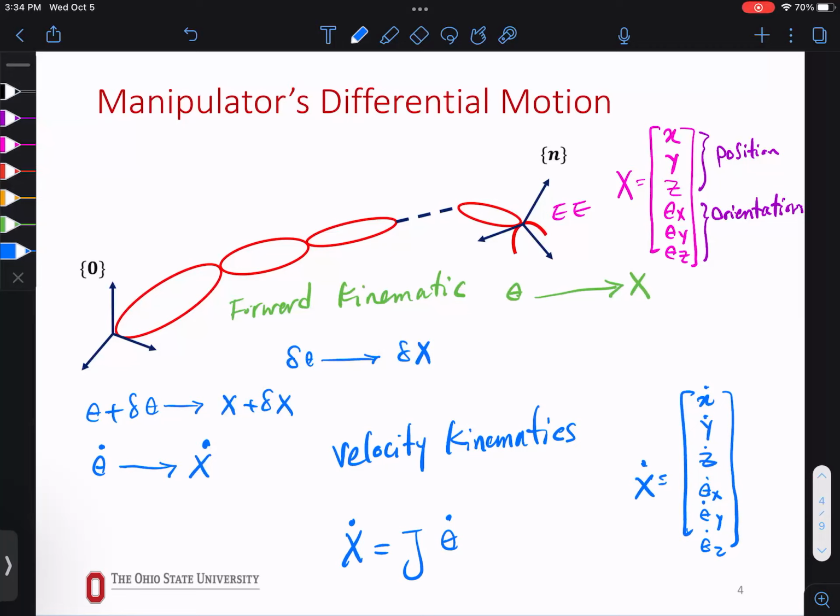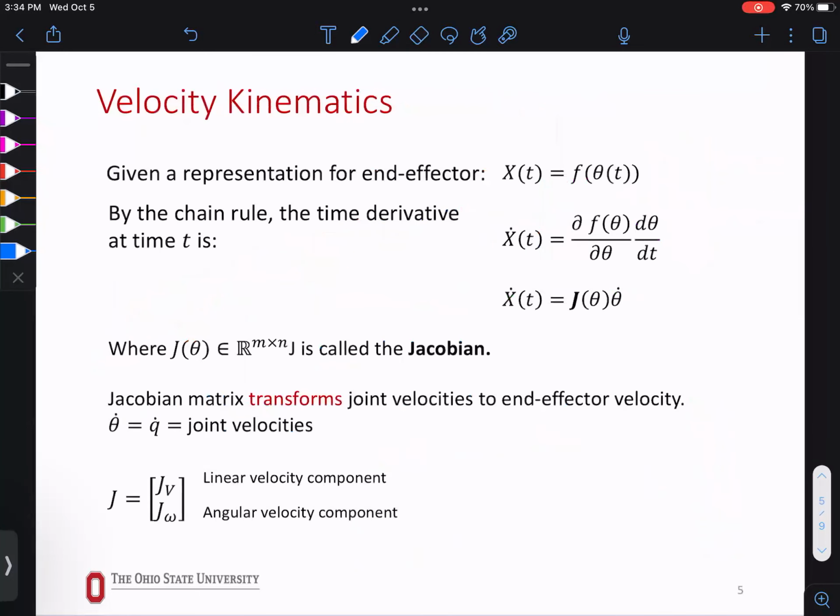So this is the end effector's velocity. This is what you're trying to find out. These are the inputs, geometry. All right. So officially, given a representation of the end effector, which tells you where it is, that function there, once you have it, you can use direct derivative to find your Jacobian.